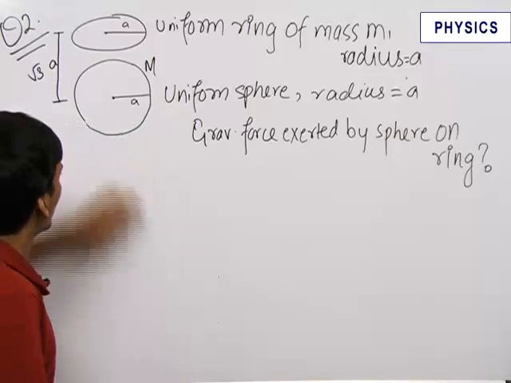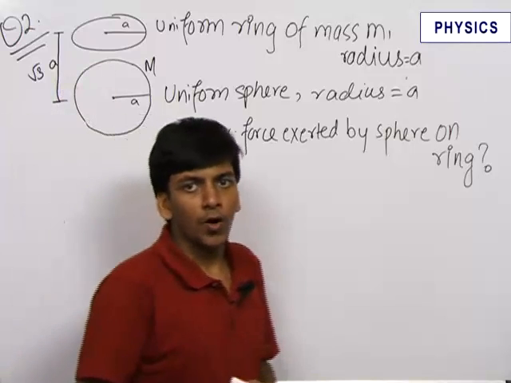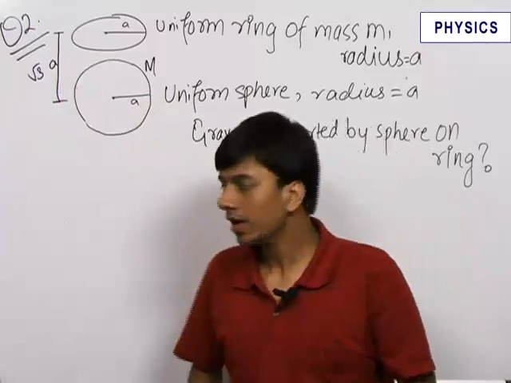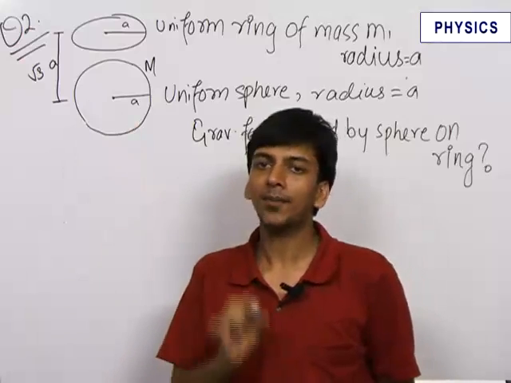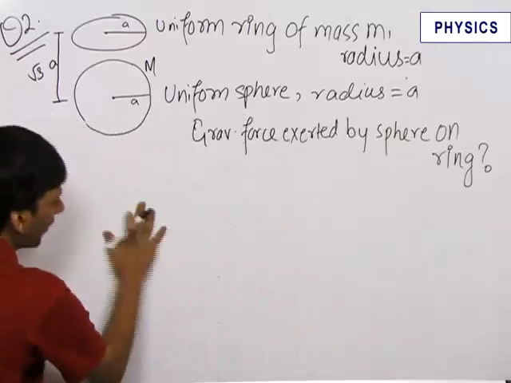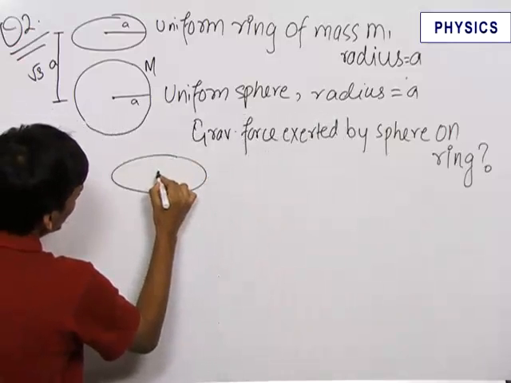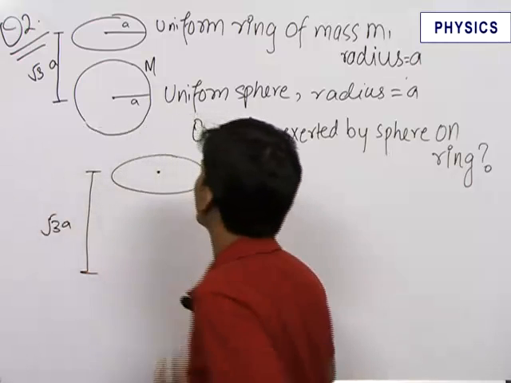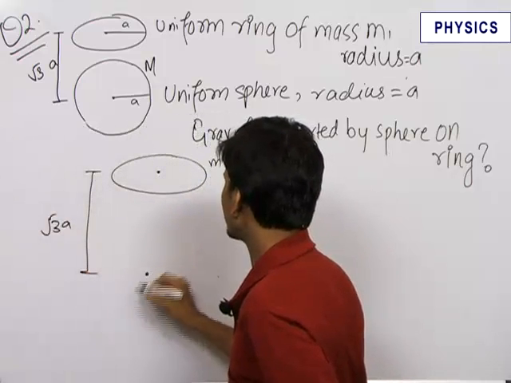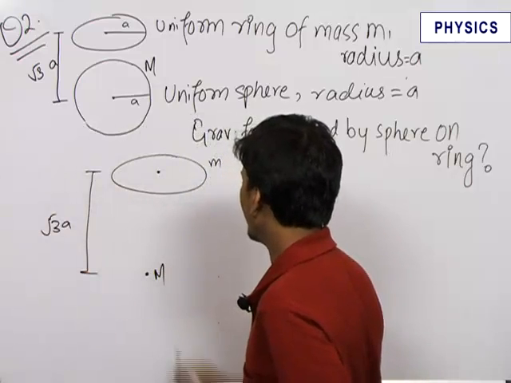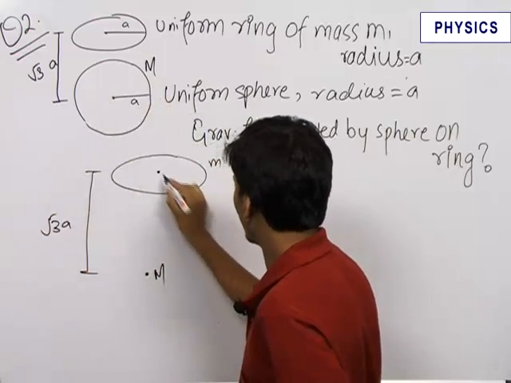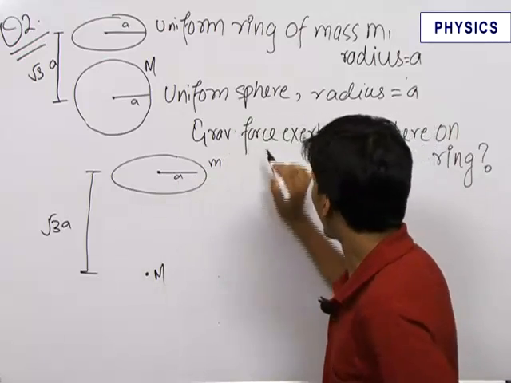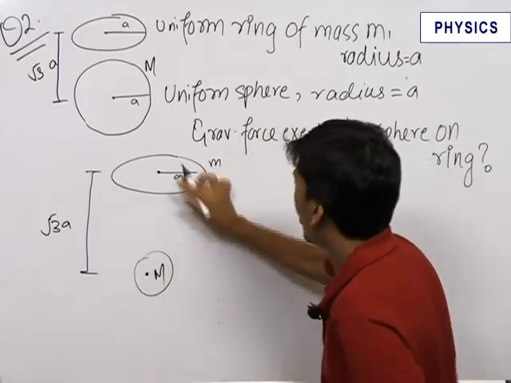Now, as I said in the previous question, for all calculations for a solid sphere, if the object is outside the sphere, the sphere can be replaced by a point mass kept at its center. So let us modify the question a bit. The modified question becomes: this is the ring of mass m, and we replace the sphere by a point mass, capital M, kept at the center of the sphere. The radius of this ring is a and we need to find out the gravitational force exerted by this mass M on the ring.